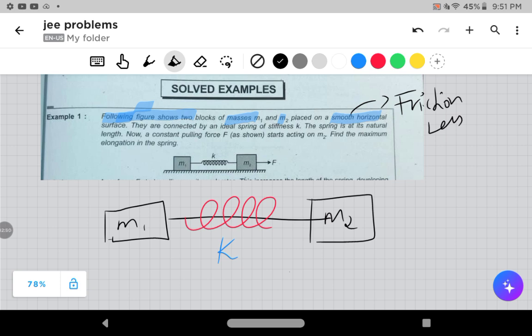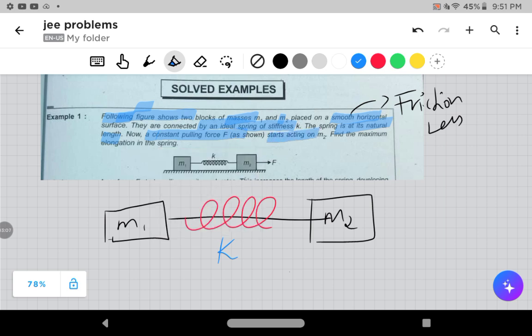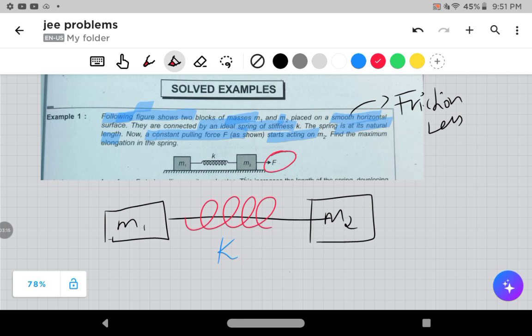Next, they are connected by an ideal spring of stiffness K. The spring is at its natural length. Now a constant pulling force F, as shown, starts acting on M2. Then we should find the maximum elongation in the spring.